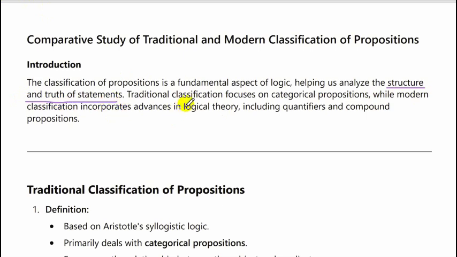Traditional classification focuses on categorical propositions. So even if there is a distinction between traditional and modern, we can say that traditional focuses on categorical propositions, while modern classification incorporates advances in logical theory, including quantifiers and compound propositions. Quantifiers we studied in the earlier video, that is universal quantifier and existential quantifier. And we also learned about compound propositions and conjunction, disjunction, and so on.